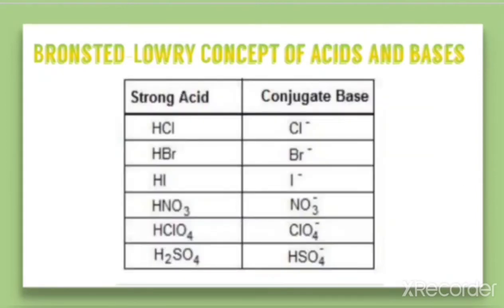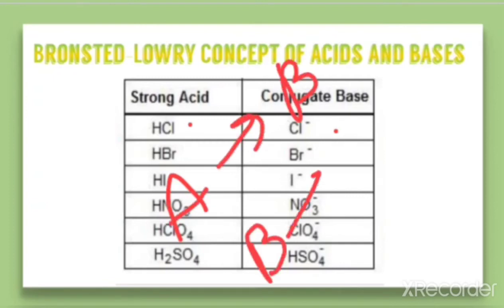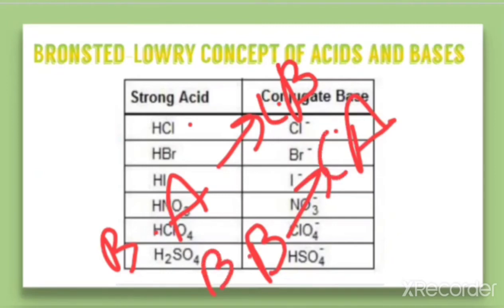Let us see some examples of strong acid and its conjugate base. If HCl is an acid, what will be its conjugate base? That is Cl negative. First of all, you need to remember this: acid is turned into base, base is turned into acid. That means the Bronsted acid gives rise to the conjugate base and the Bronsted base gives rise to the conjugate acid. So acid turns to base, base turns to acid.